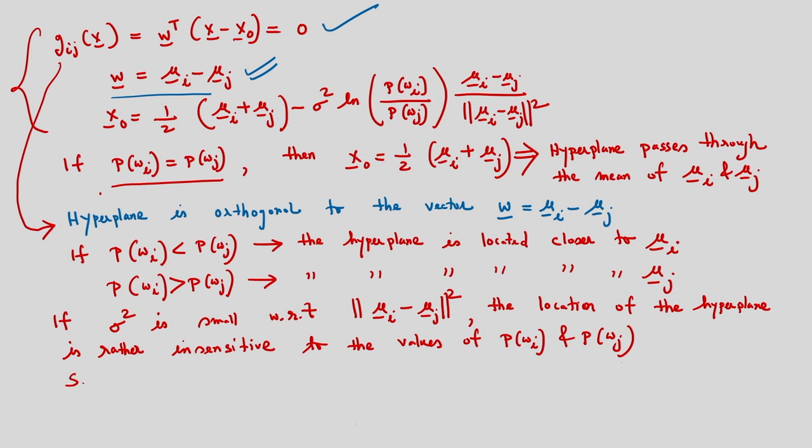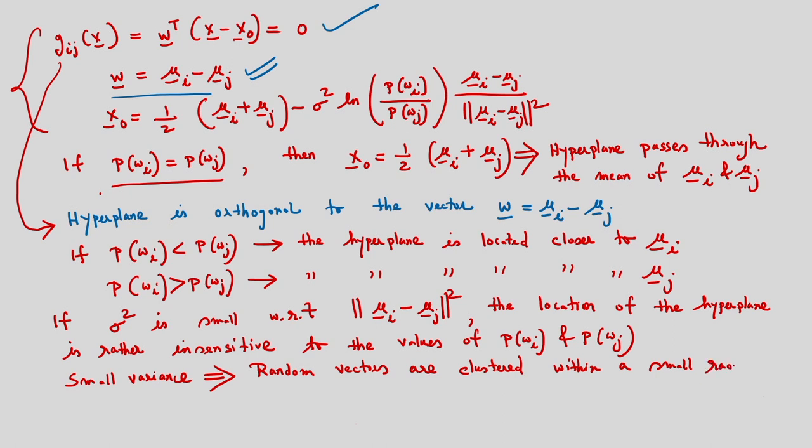What is the meaning of this variance? The variance is small. What is the meaning of small variance? Small variance means random vectors are clustered within a small radius around their mean values. So random vectors are clustered within a small radius around their mean values. So that means it is nothing but the compact clusters. The clusters are very compact.